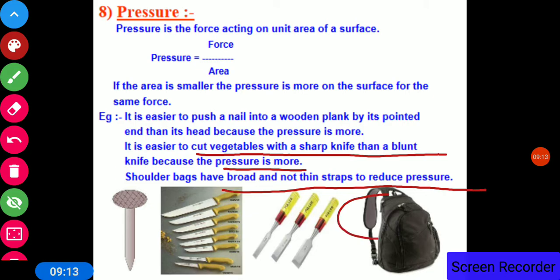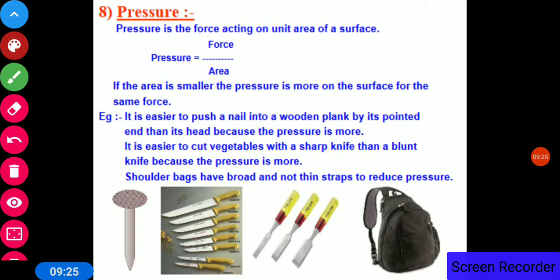If the shoulder bags have broad straps, then the area is more, and then the pressure is less, using this formula. If area is more, then pressure is less. If area is less, then pressure is more.